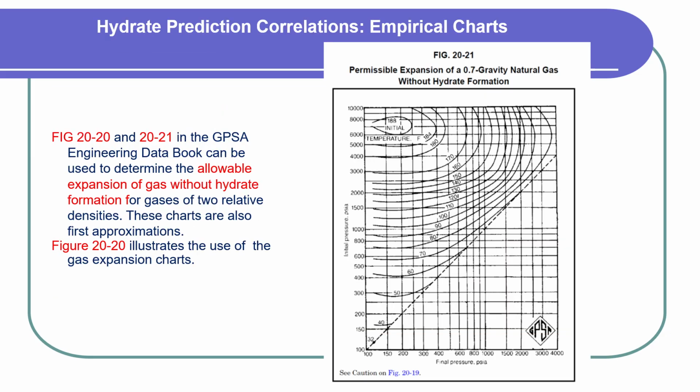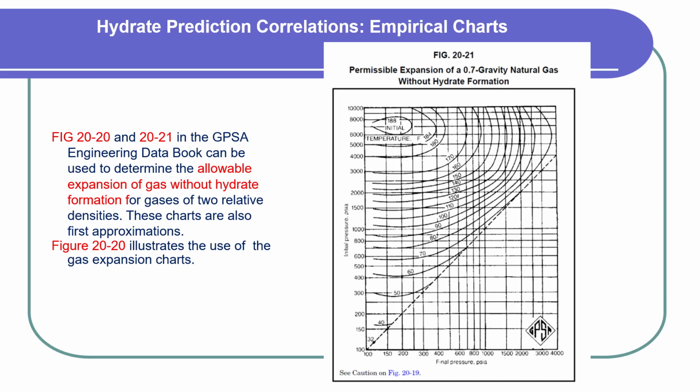Another empirical technique that's used to predict the hydrate formation condition is based on what we call the allowable expansion of gases without hydrate formation concept, which means that you are allowing the gas to expand from a specific pressure and temperature to another specific pressure and temperature without having hydrate formation.